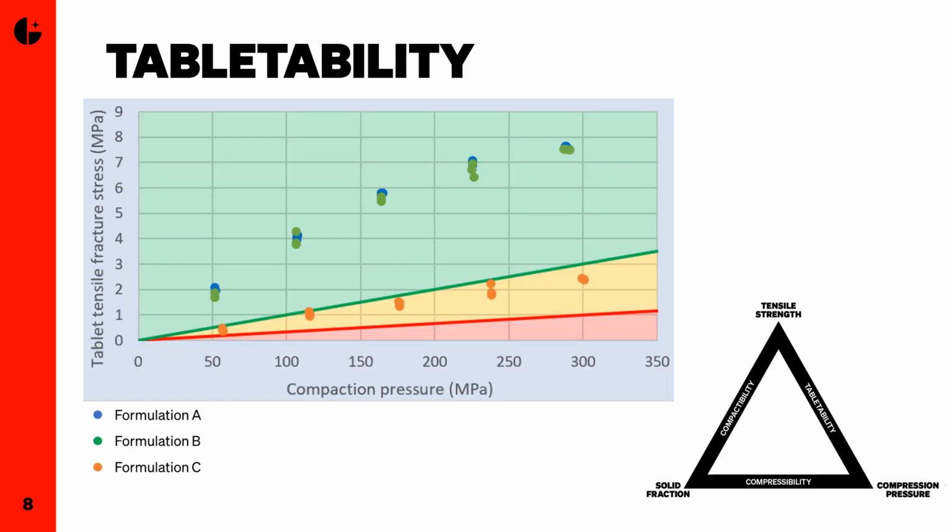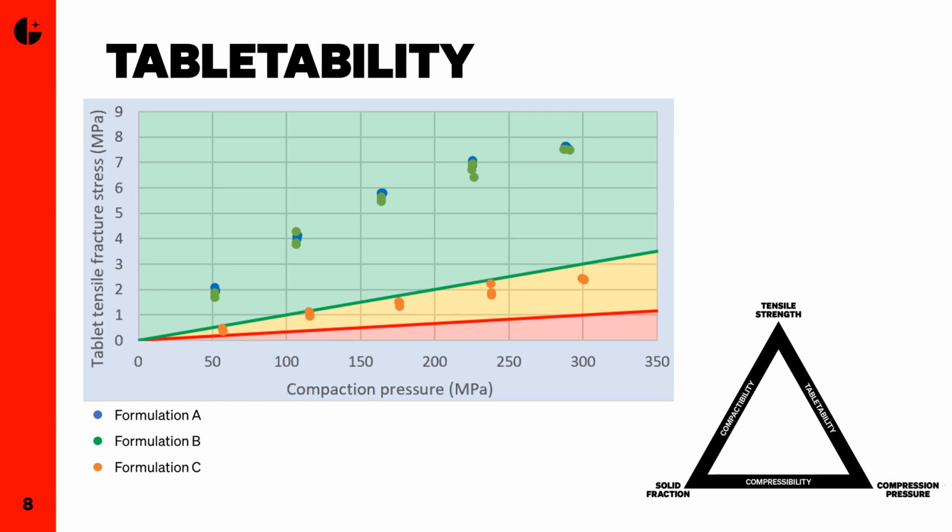Next, I'm going to talk a bit more about the 3 relationships in the compaction triangle and what they can tell you about your formulation or material. The first is the tabletability relationship, and this is how the tensile fracture stress of the tablets changes with compaction pressure, so the strength of the tablet.